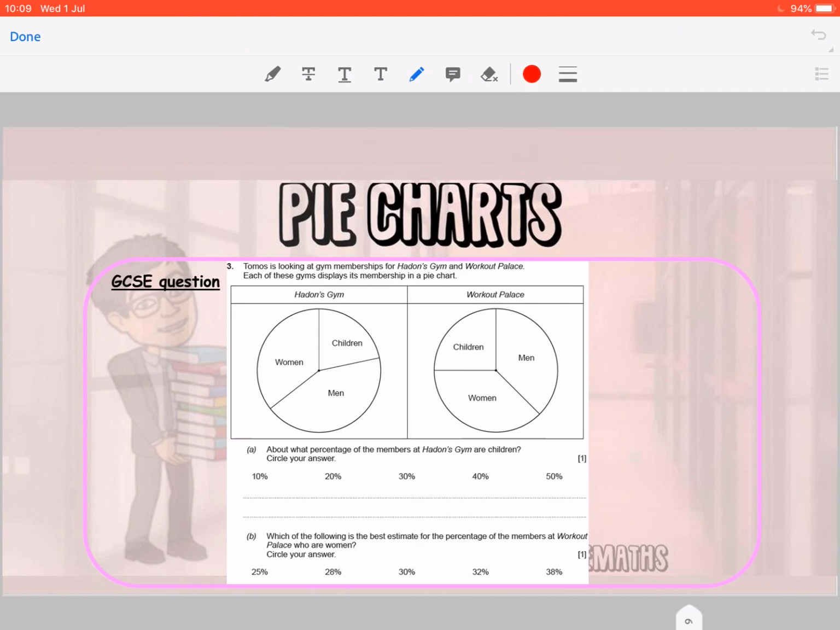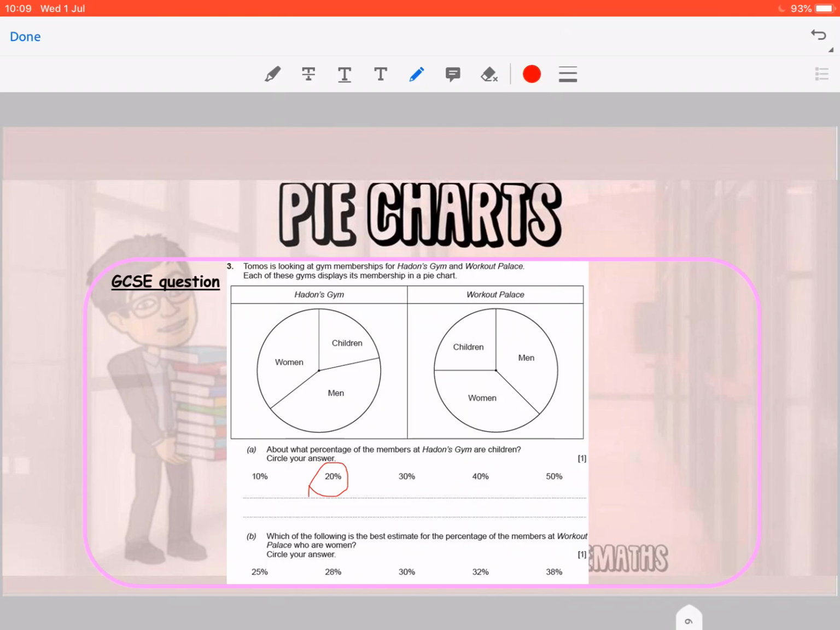Essentially percentages. So on the first one, what percentage of members at Haydon's gym, which is the one on the left, are children? Children is the one that is just under 25%, because you can see it's just under a quarter of the pie. A quarter as a percentage is 25%. If it's just underneath a quarter, that's going to be 20% of children.